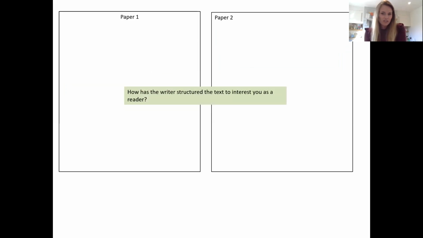How has the writer structured the text to interest you as a reader? Structure question.